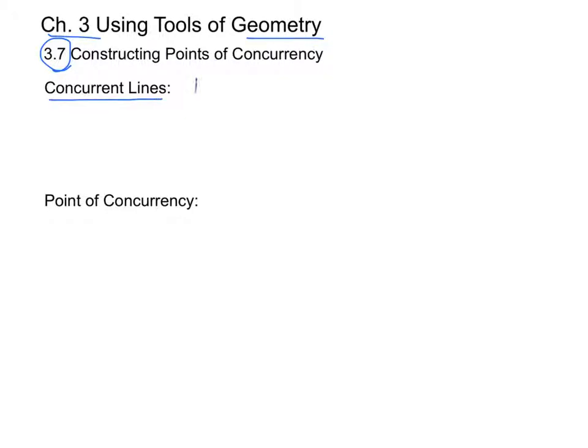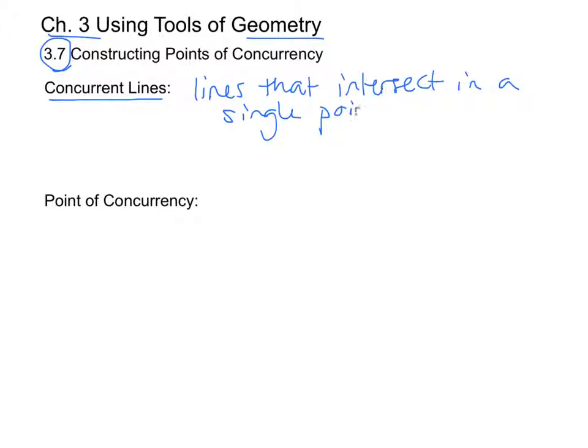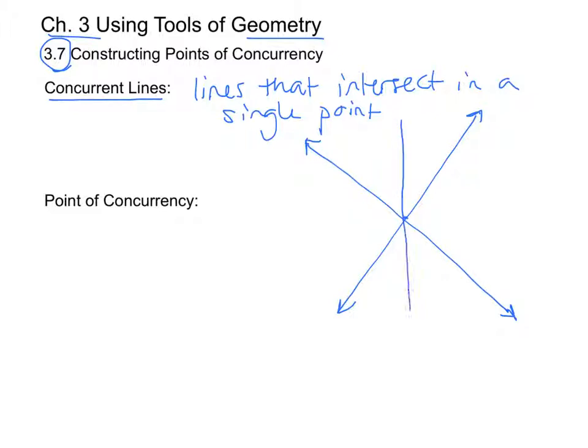They are lines that intersect in a single point. This may not seem like a big deal if you just have two lines, because any two lines that intersect are going to do so at a single point. But if you have three lines that intersect in a single point, this creates an interesting situation. And so the point of concurrency is this point of intersection right here.